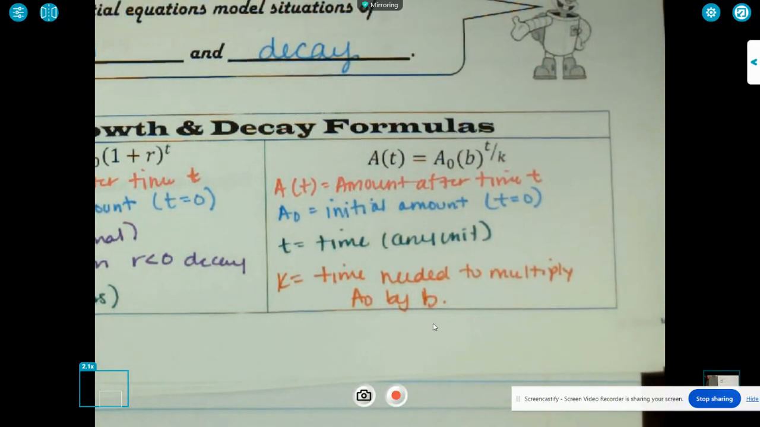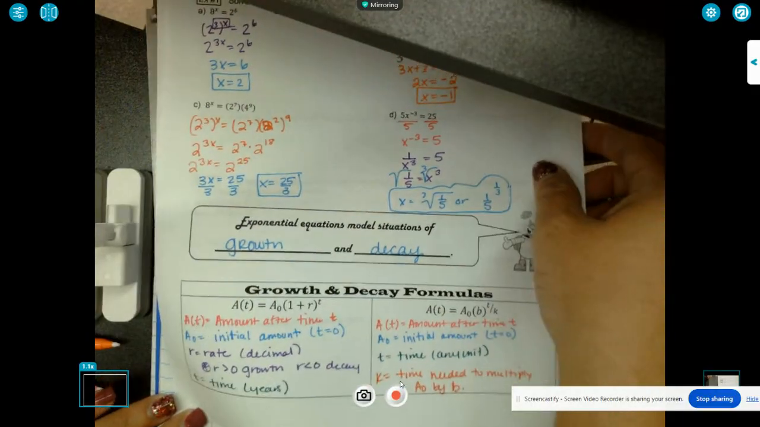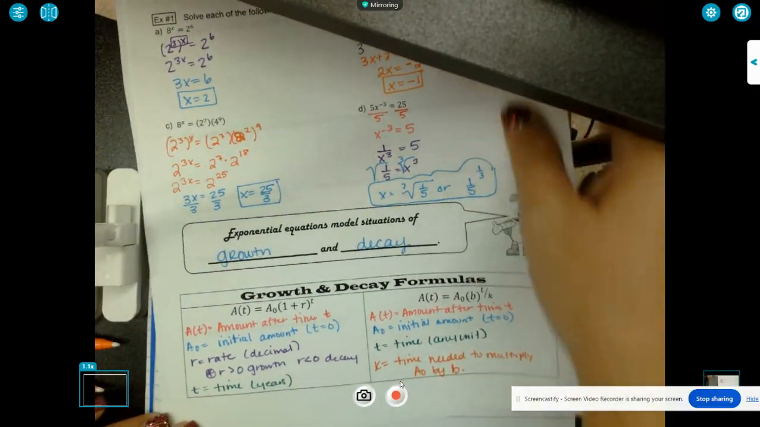Okay, but ultimately speaking, if I say that something doubles every 4 hours, then your K would be 4. It is how long it takes for it to do that. All right? Everybody good so far? Just on our equation. So your equations are on the same page, correct? Like they're half pages? Okay, so y'all can still refer to them when we get to the second page. All right, here we go.